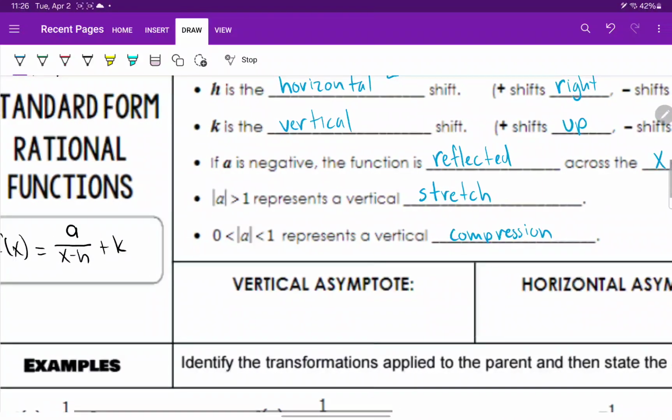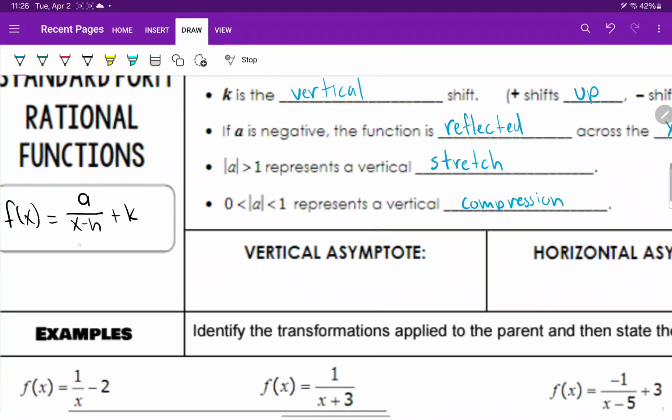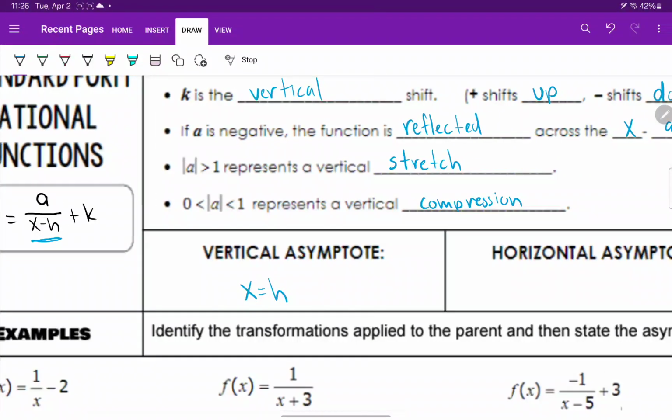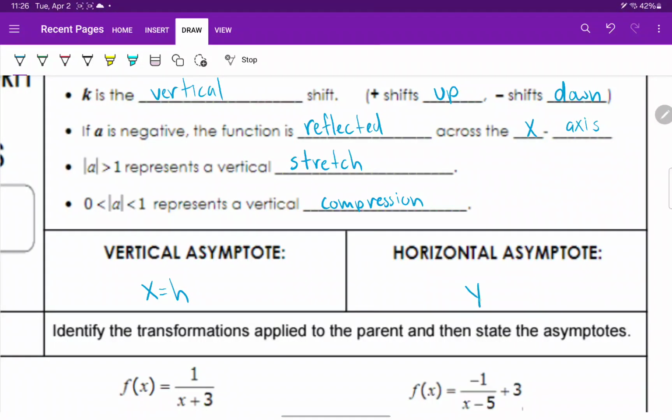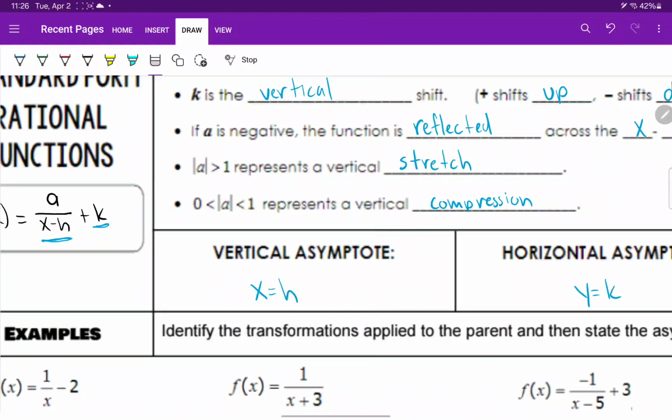All right, and then now we're going to take a look here. Your vertical asymptote actually comes from the bottom right here. So insiders lie, so x is equal to h. And for your horizontal asymptote, it's the outside right here, y equals k. So those are your vertical and horizontal asymptotes.